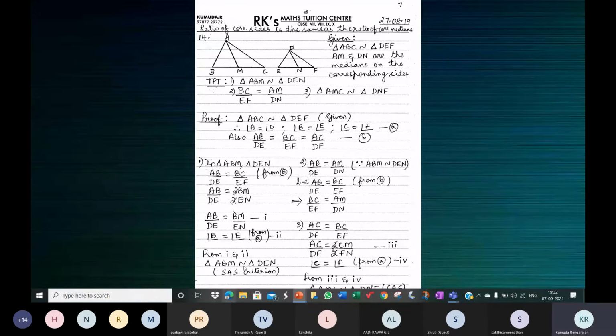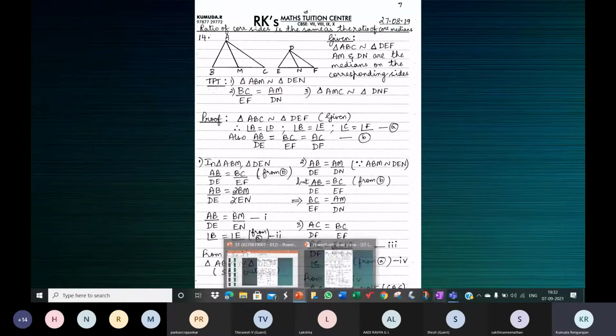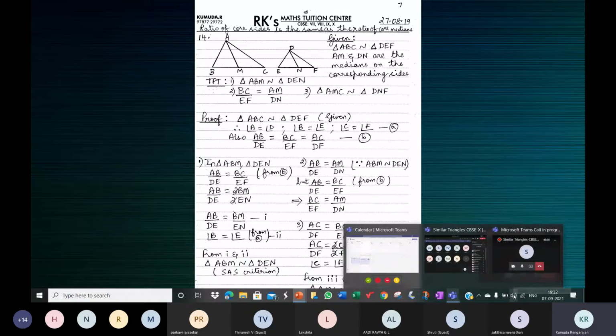And then in two similar triangles, their corresponding sides are proportional. We know that in two similar triangles, corresponding sides are proportional. Children, now you can start writing. As you write, you will understand better. Yes, start writing.